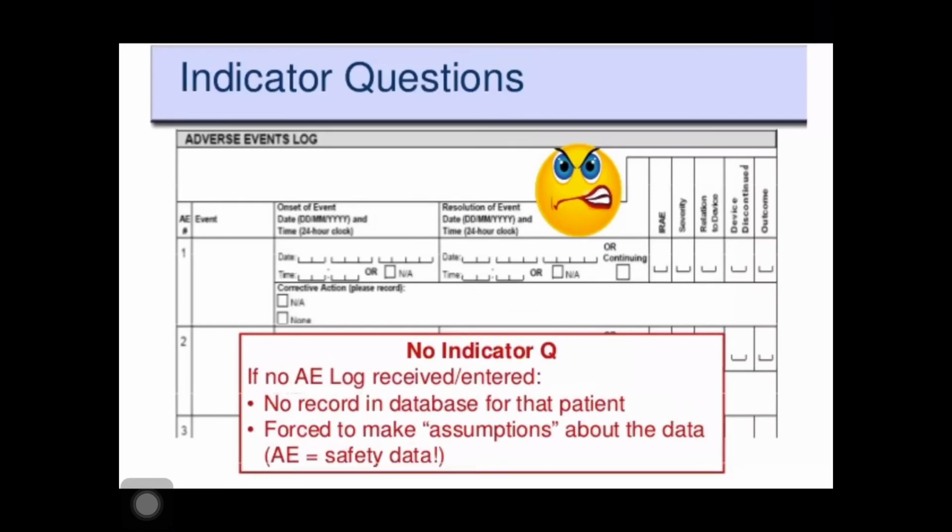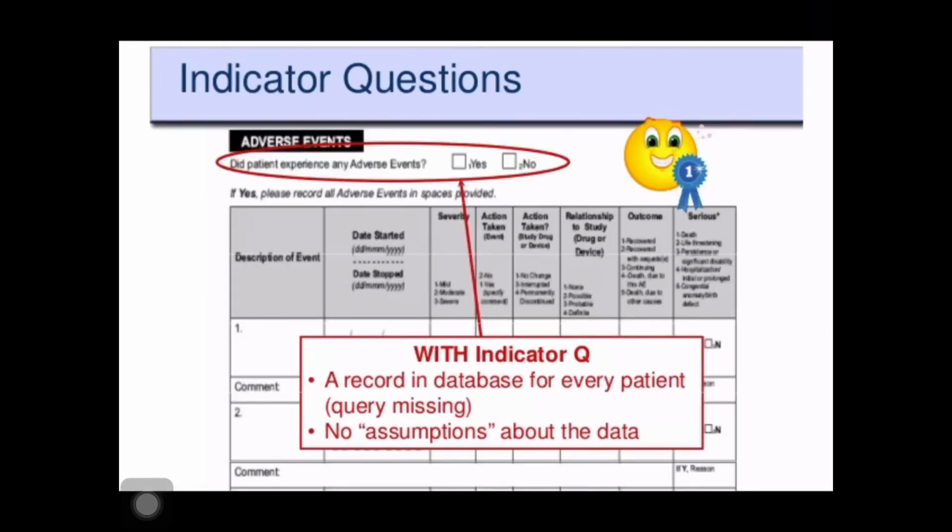Also, please use proper indicator questions whenever required. As you can see in this example, there is no indicator question. Now, if this entire box of adverse events is kept blank, those who are reviewing may be confused whether the subject did not experience any adverse event or the data entry person forgot to enter it. As you can see in this example, there is an indicator question at the top: did the subject experience any adverse event, with the options provided as yes or no. This prevents assumptions and confusion.